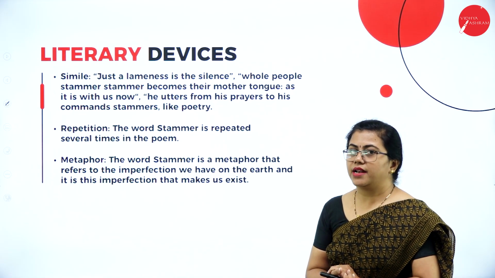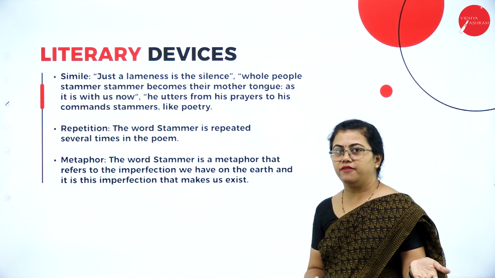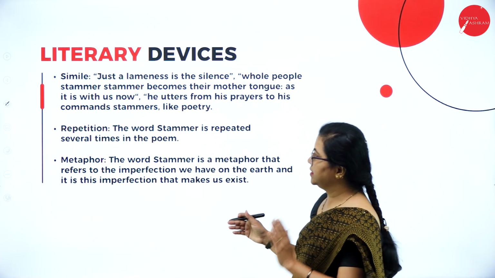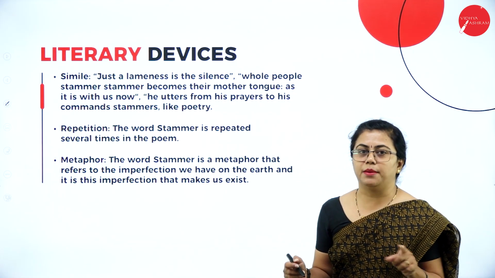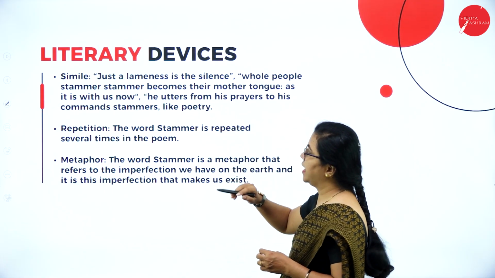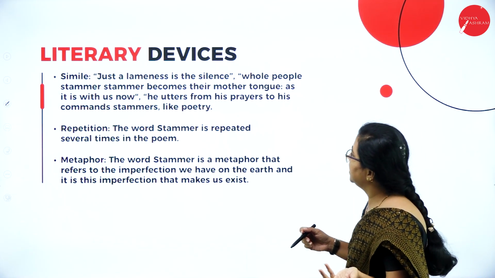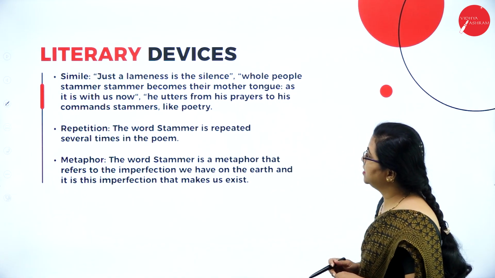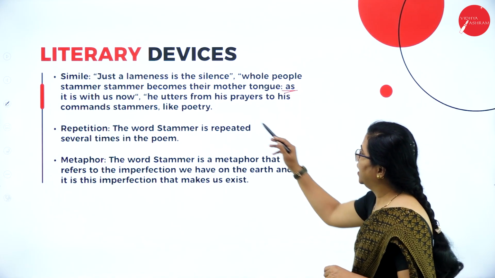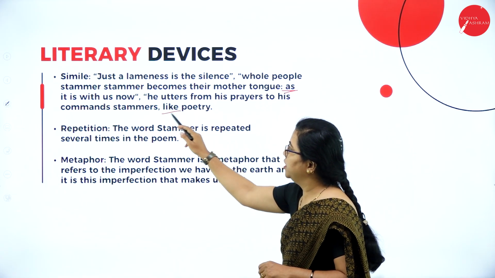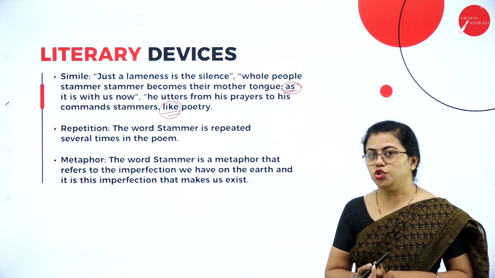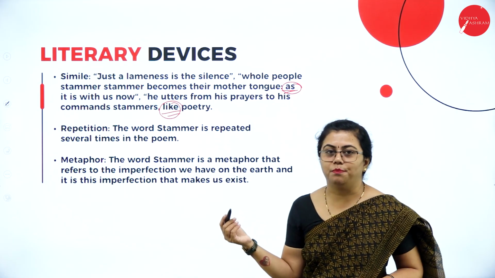We saw a few literary devices in the previous three stanzas. Other than this, we have three more literary devices. One is simile. Simile is nothing but a comparison using the words as and like. Here you can see, "just a lameness is the silence", and "whole people stammer becomes their mother tongue as it is with us now". So he uses the word as over here. "He utters from his prayers to his commands like poetry." The use of words like as and like shows that the literary device used is simile. Simile is nothing but comparison.